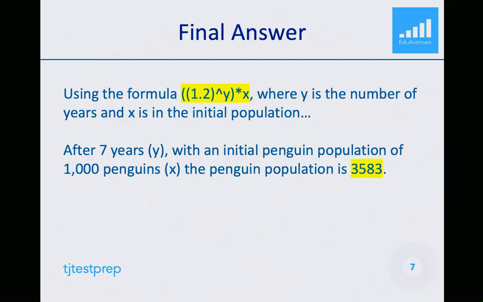When we think about our final answer, that's always something we need to state clearly in bold. So using the formula, 1.2 to the power of y multiplied by x, it is found that after 7 years, the penguin population is 3,583.